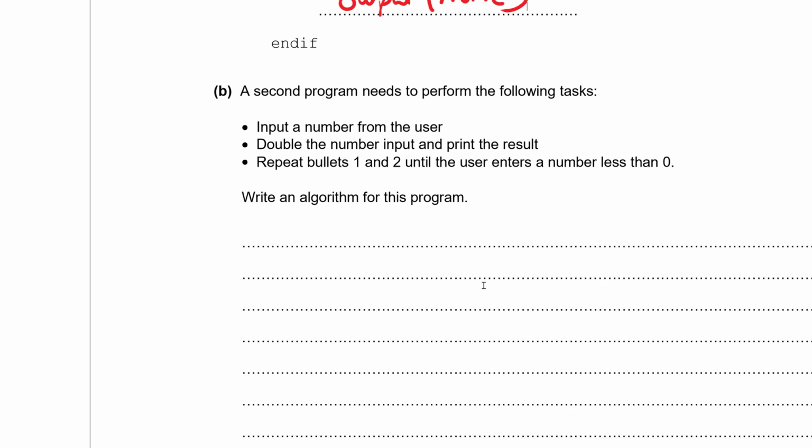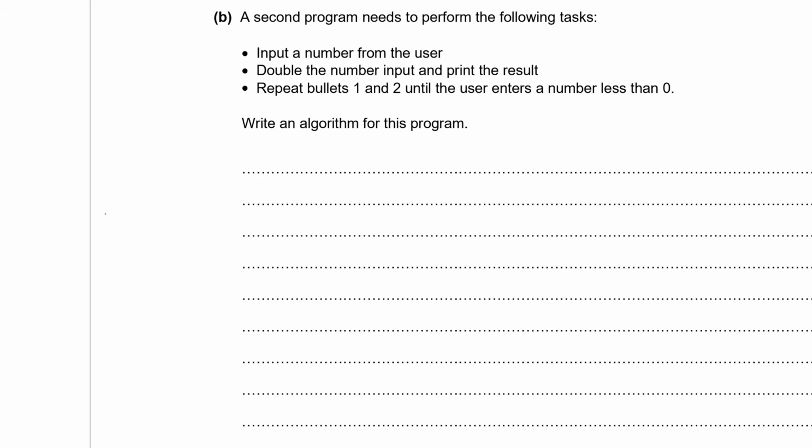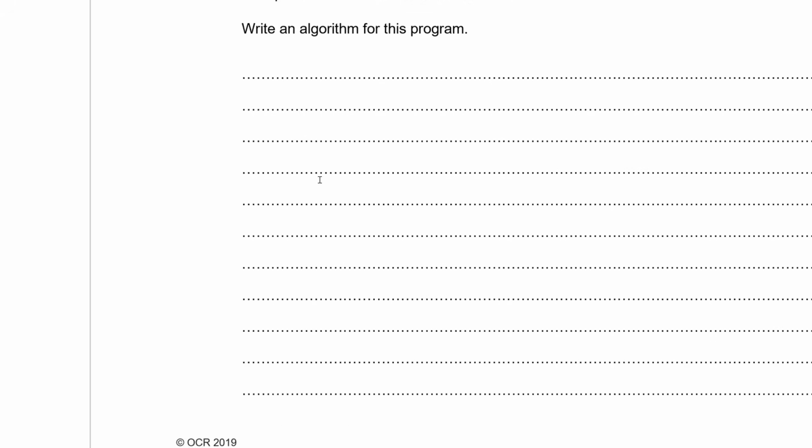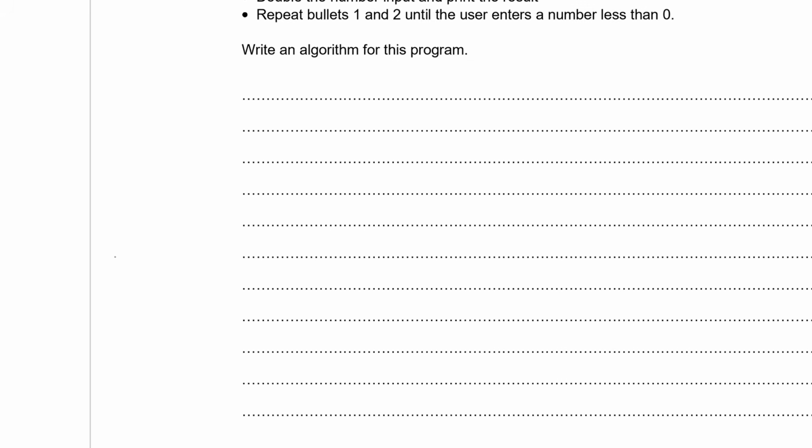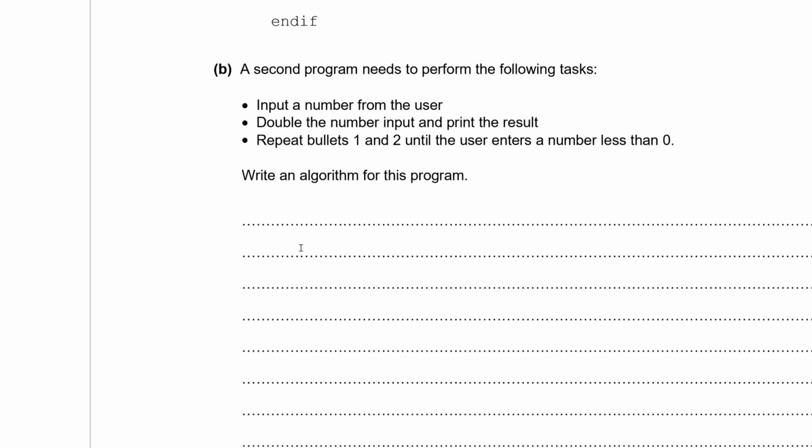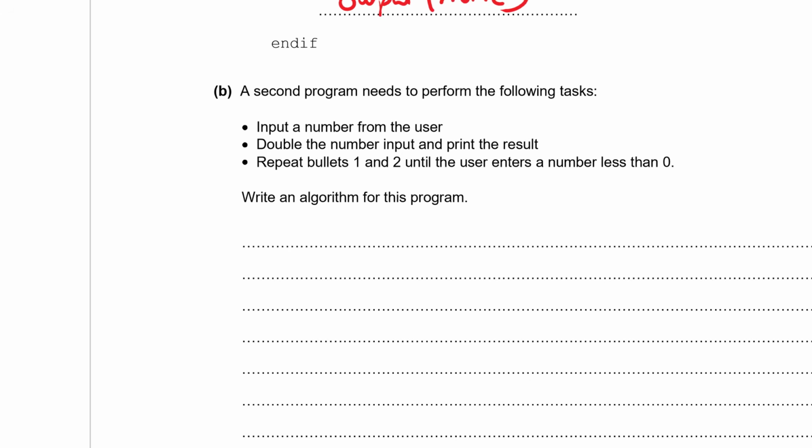Now, we've got a second program which performs the following tasks. Input a number from the user, double the number input and print the result. Repeat bullets 1 and 2 until the user enters a number less than 0. And it says write an algorithm for this program. How many marks is this one worth? 5 marks, okay. Now, again, it doesn't specify what to write it in. When it says write, I would not use a flowchart personally, but you could just do this as written English, although I would always suggest doing it in code.